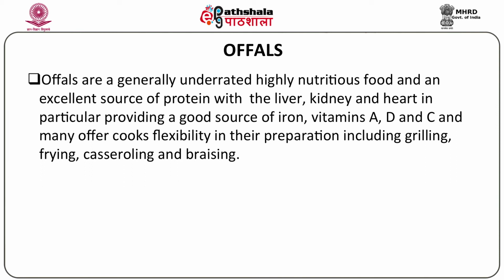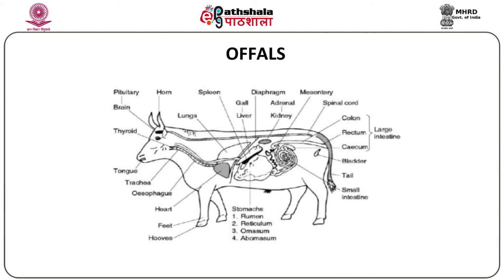Especially the liver, the kidney and the heart in particular are good sources of iron, vitamin A, D and C, and they offer flexibility in preparing dishes, and they can be cooked by a variety of cooking methods like grilling, frying, casseroling and braising. So this diagram will give you an idea about the different offals that can be obtained from meat, like the brain, the lungs, the liver, the kidney, the tongue. So they are also cooked and used in the daily diet.